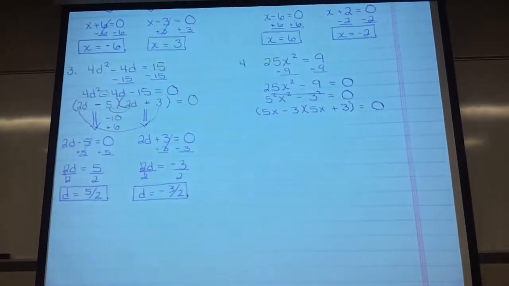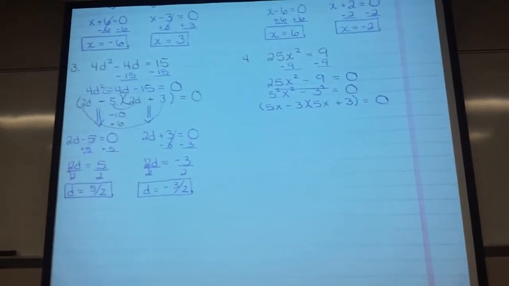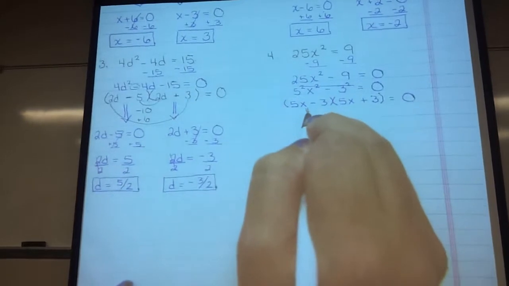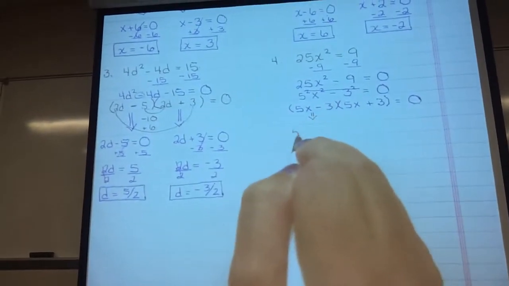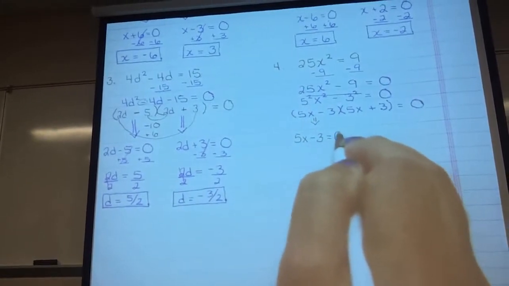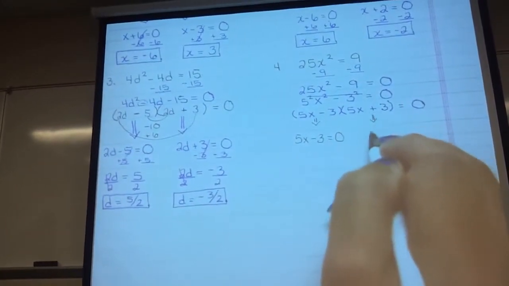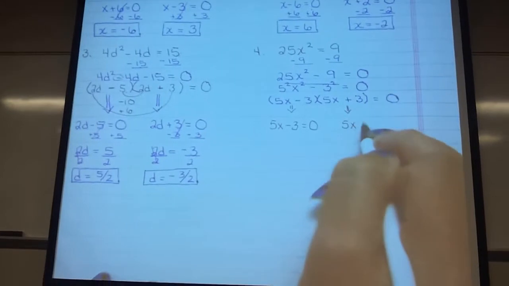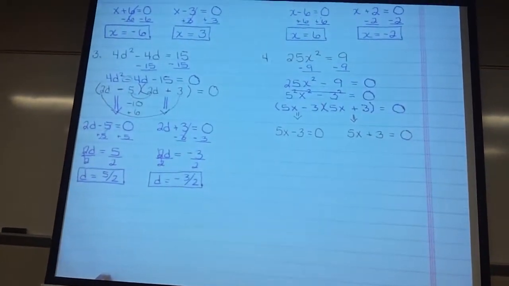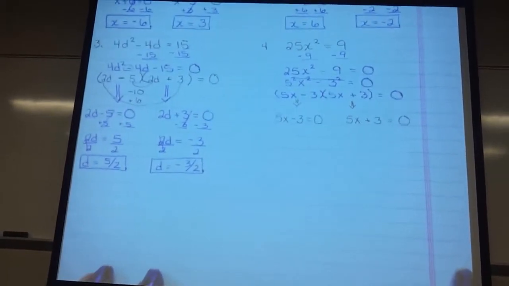So that was just factoring difference of squares. Once you have those 2 pieces, you will set them equal to 0 on their own. So I'm going to have 5x minus 3 equals 0. And then I'm going to have 5x plus 3 equals 0. Go ahead and solve both of those. They both will be fraction answers.